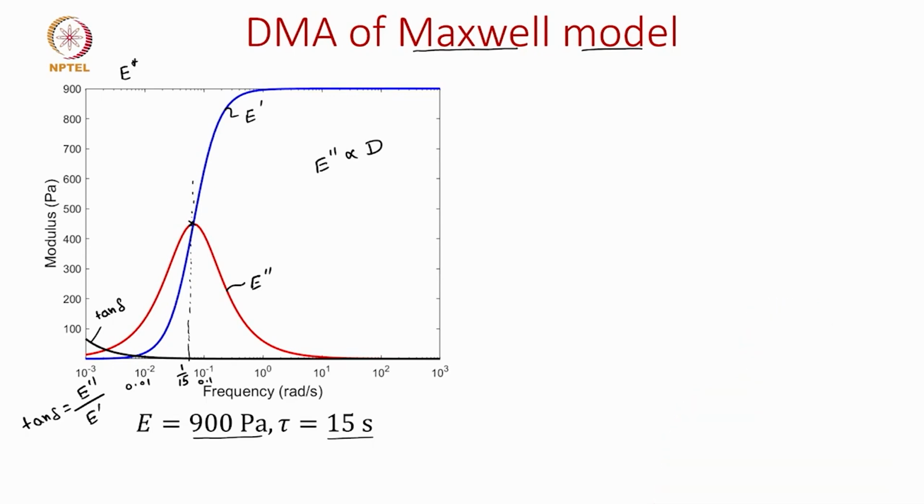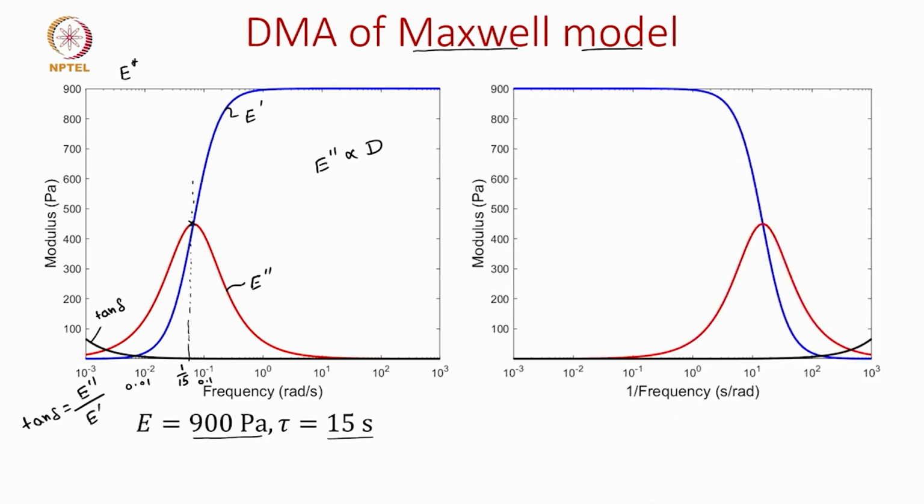Now, the same results I will plot in a different fashion. The only difference between the plots on the left and right is the x axis. Earlier it was a function of the frequency omega. Now it is 1 by frequency, meaning we are plotting it for 1 by omega. What does 1 by omega signify? Let us see with an example.